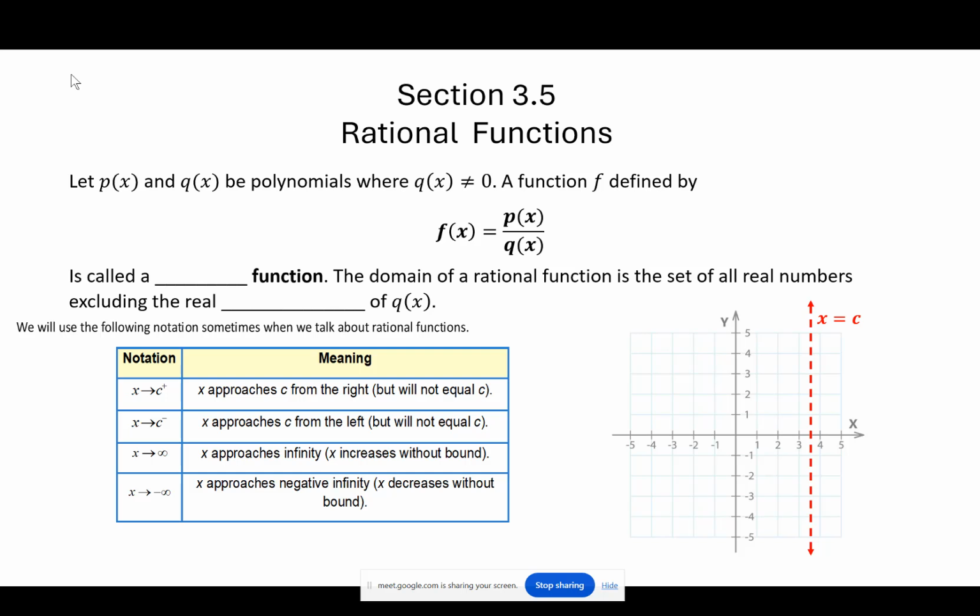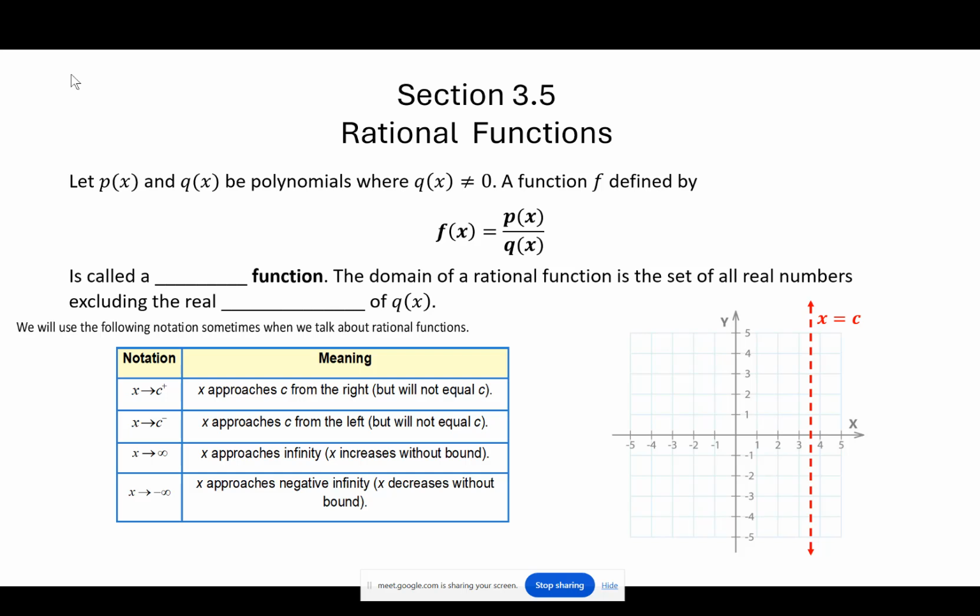Section 3.5 is rational functions. Remember, rational just means ratio, so it's a function that looks like a fraction. So these kinds of functions have special issues because we never want the denominator to be 0, and so there are some issues that come with having a denominator.